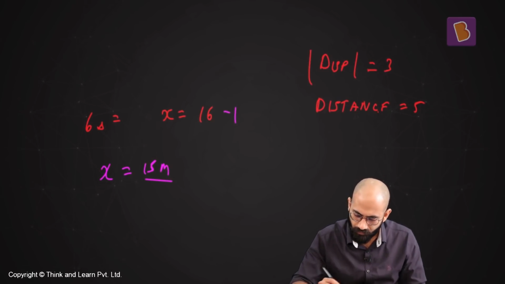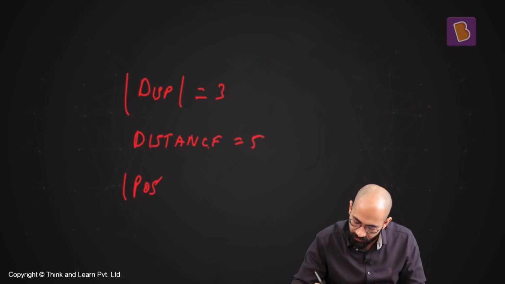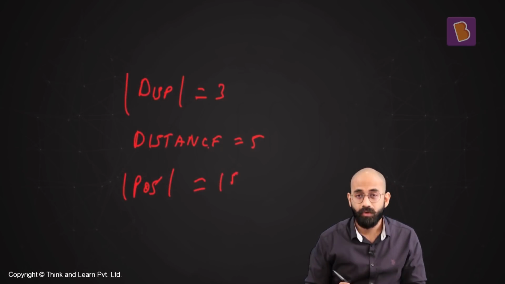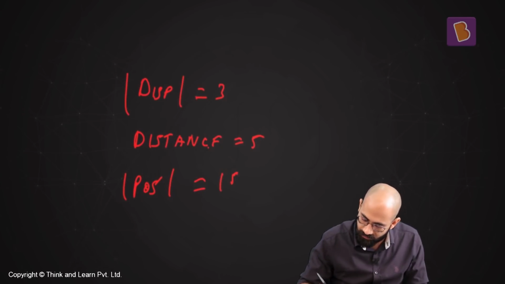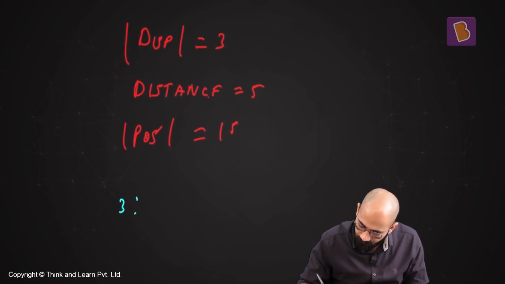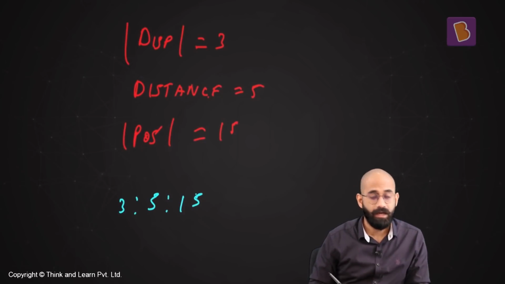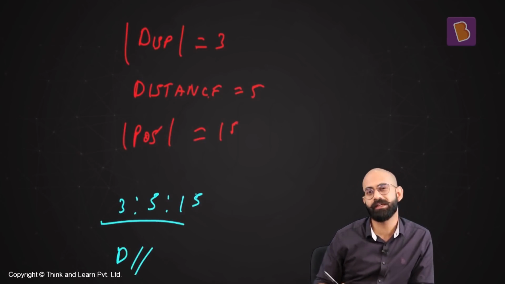So let me write this down. The magnitude of the position is 15, which means that the ratio of these three values is 3:5:15, right? And the only option that matches that is option D. So option D is our correct answer.